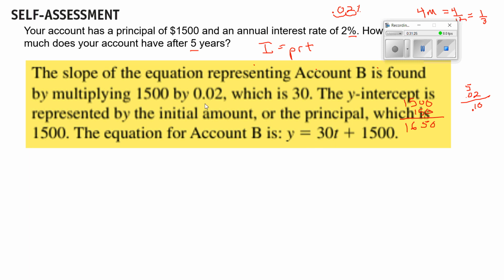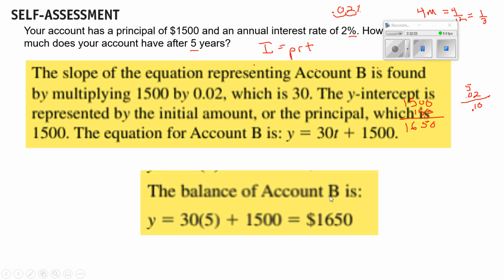They're saying then that they found the slope, right? They took 1,500 and multiplied it by 0.02, right? That's our slope, okay? And that gave us 30t. And now they're saying that we're going to add it to 1,500 because that's our beginning, what we started with, our principal. And that's going to be our y-intercept, okay?